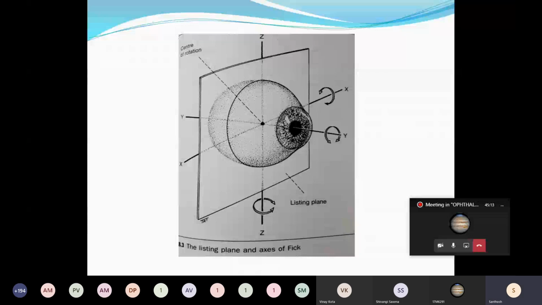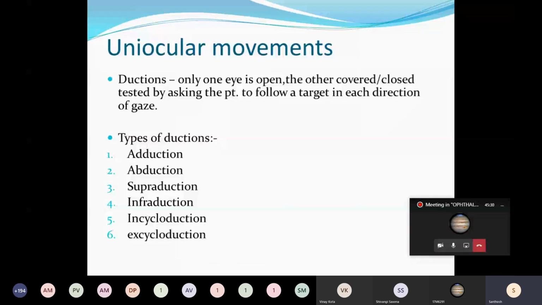This is the diagram to represent various axes of rotation of the eyeball, and it is referred to as the Listing's plane and axis of Fick to describe the various movements of the eyeball.